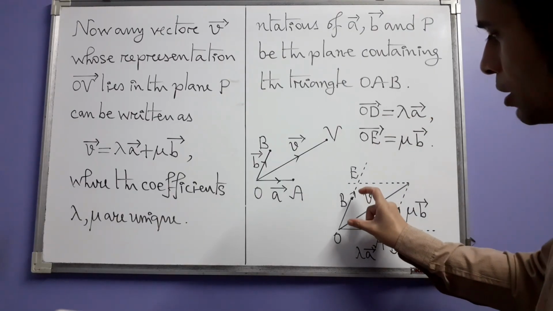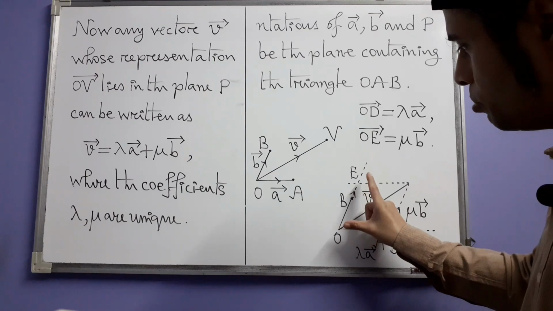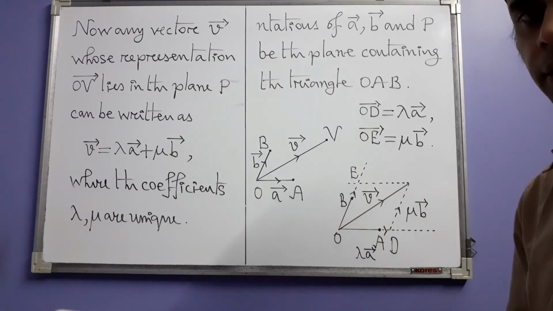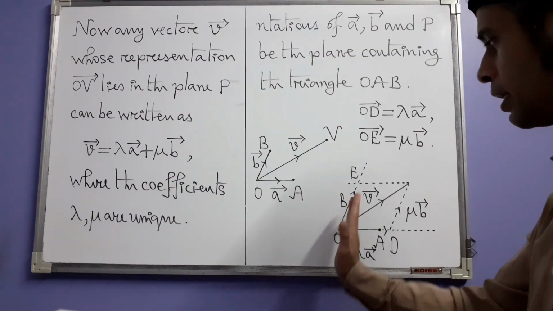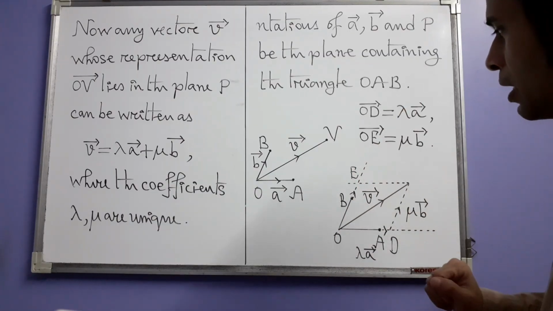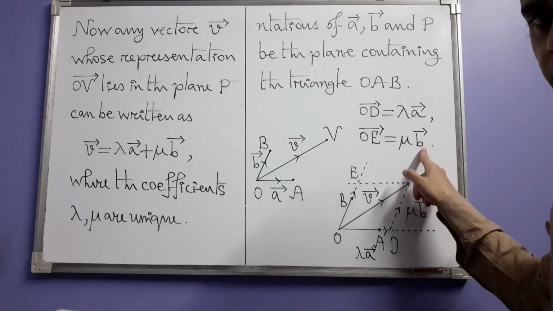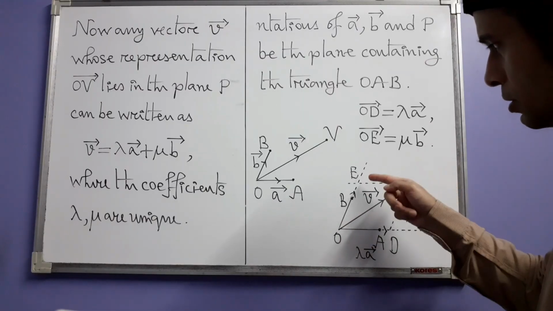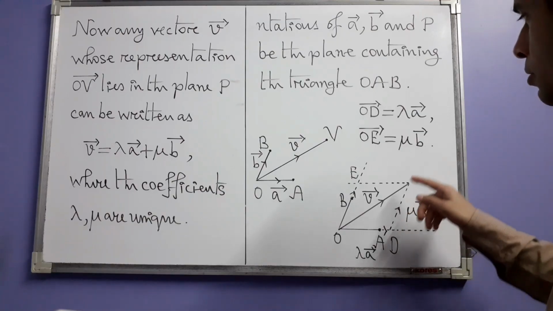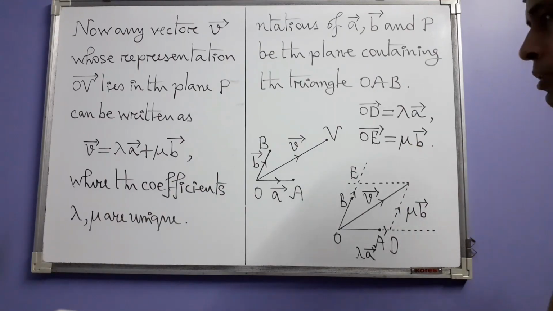Similarly, we also had to extend the vector OB like this, and here you have got this point of intersection E of this line and the extended line OB. Now the vector OE similarly has the same direction as B. B is this, but a different magnitude. So that is mu times B.